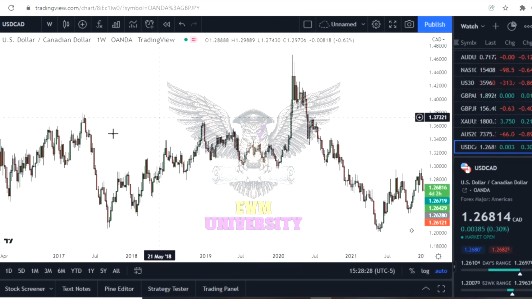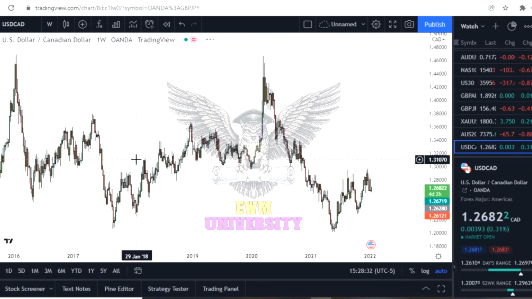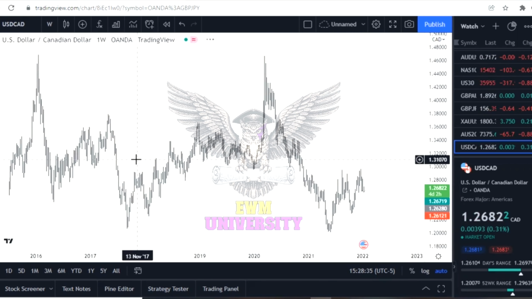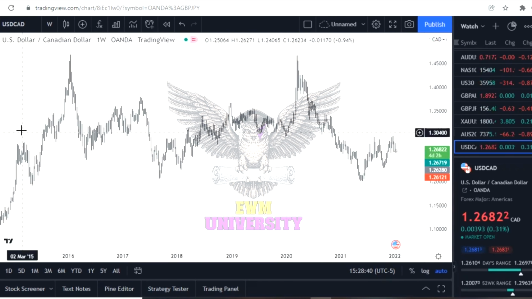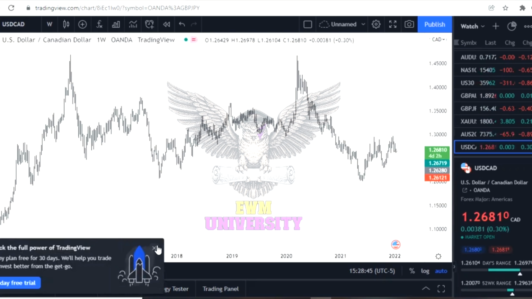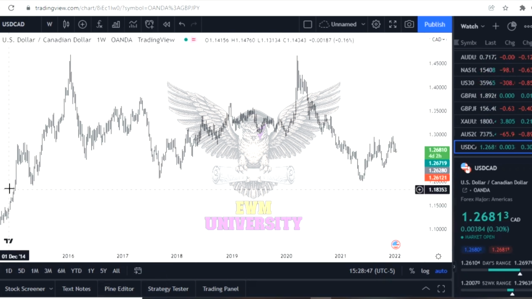So knowing that the interest rate differential was 0 for USD CAD, looking at a weekly chart from a range of about 7 years, from about December 2014 to present day, January 11, 2022, we see that the market has in fact been moving more so sideways.